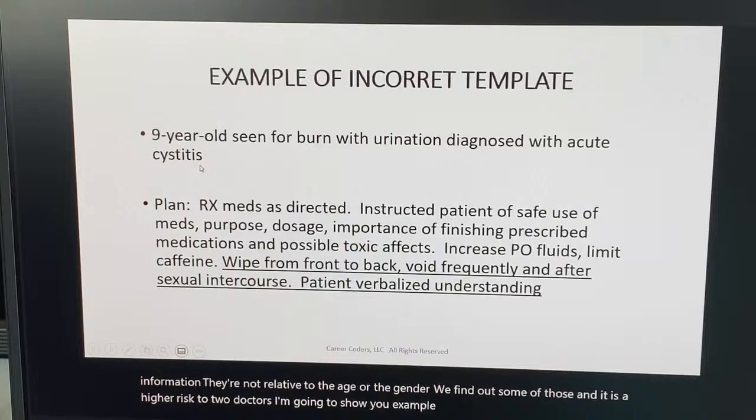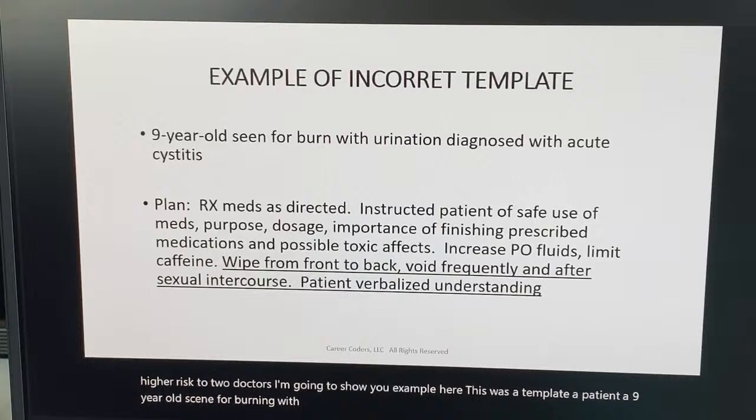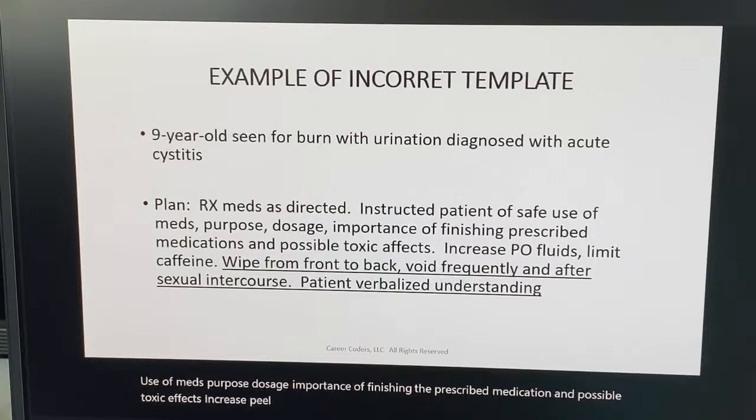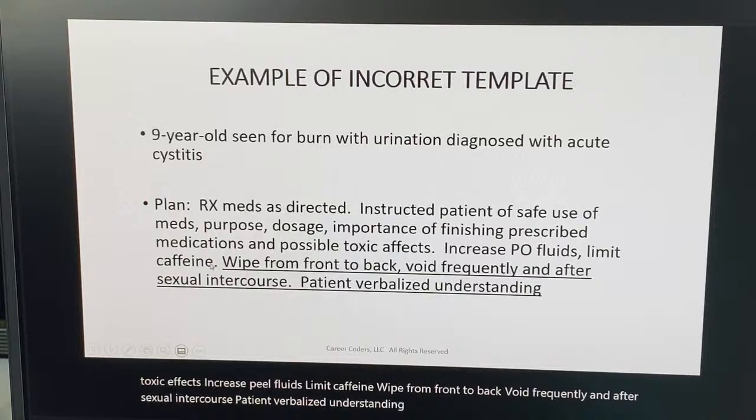This was a template of a patient, a 9-year-old seen for burn with urination, diagnosed with acute cystitis. The plan: RX meds as directed, instructed patient of safe use of meds, purpose, dosage, importance of finishing the prescribed medication, and possible toxic effects. Increase PO fluids, limit caffeine, wipe from front to back, void frequently, and after sexual intercourse. Patient verbalized understanding. For a 9-year-old, this area down here shouldn't even be on there.